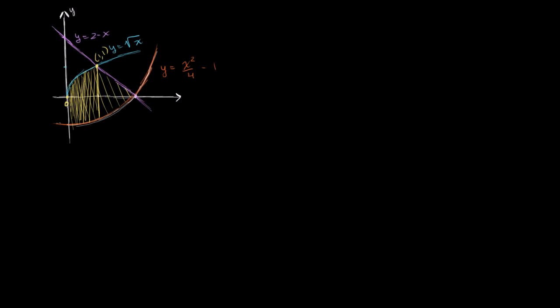And then we can separately tackle figuring out the area of this region from x is equal to 1 to x is equal to 2, where y equals 2 minus x is the upper function. So let's do it. Let's first think about this first region. That's going to be the definite integral from x is equal to 0 to x is equal to 1. Our upper function is square root of x, and from that we want to subtract our lower function, x squared over 4 minus 1. And then, of course, we have our dx.